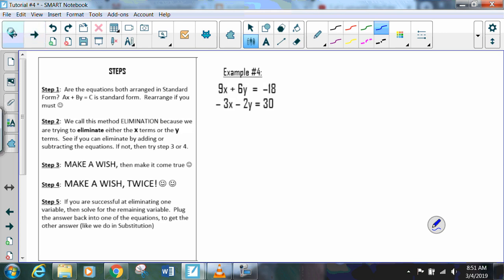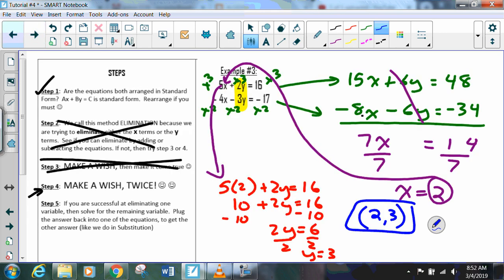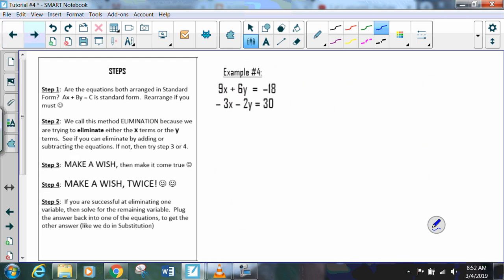So the only time you're ever going to have to make a wish twice is if making a wish once doesn't work. So you have to pick the same variable to focus on, and you change both of them so that they cancel out. And that's what we did in that step. This step's going to offer something new, but we're just going to make a wish once.